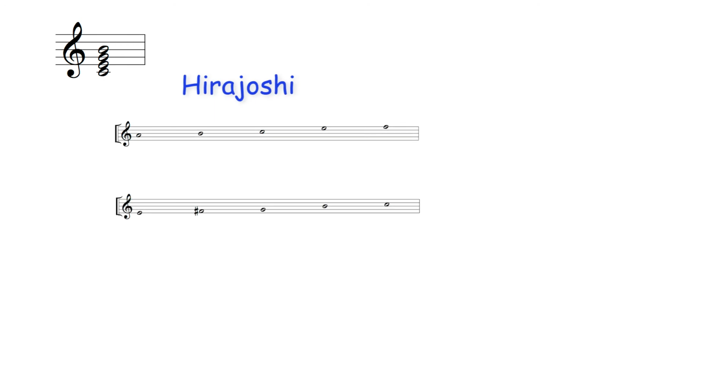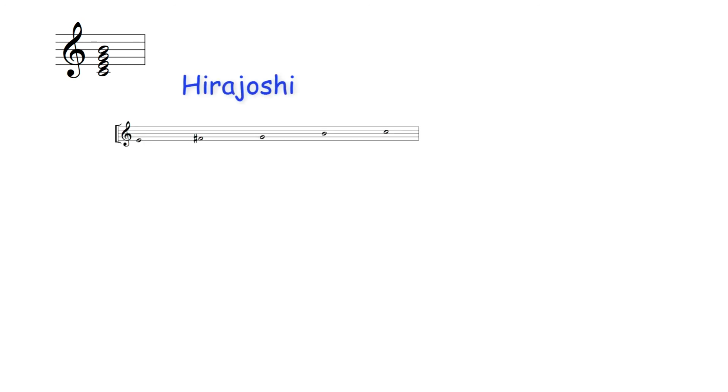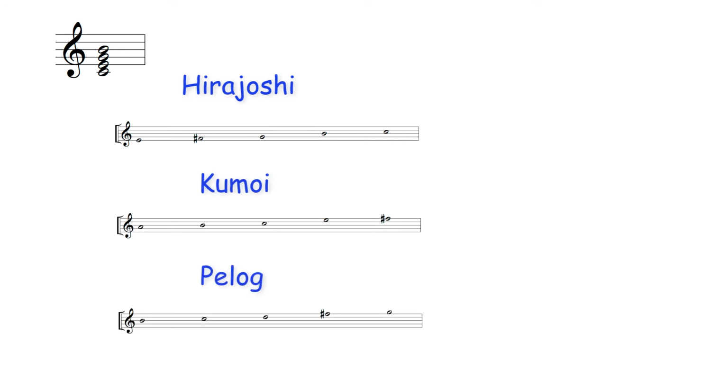Over a C major 7th chord, options include the following scales beginning on various degrees of the C major scale: the A and E hirajoshi scales, the A and D kumoi scales, and the E and B pelog scales, with the E hirajoshi, A kumoi, and B pelog all giving a Lydian sound.